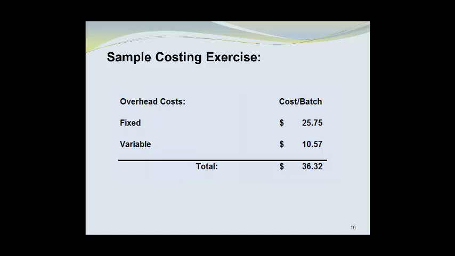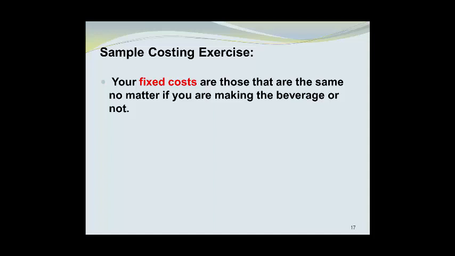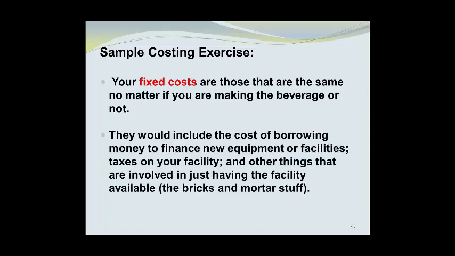There are overhead costs that we incur in doing business. We have fixed and variable costs. The fixed costs total $25.75 per batch, and the variable costs amount to $10.57 per batch, for a total of $36.32.